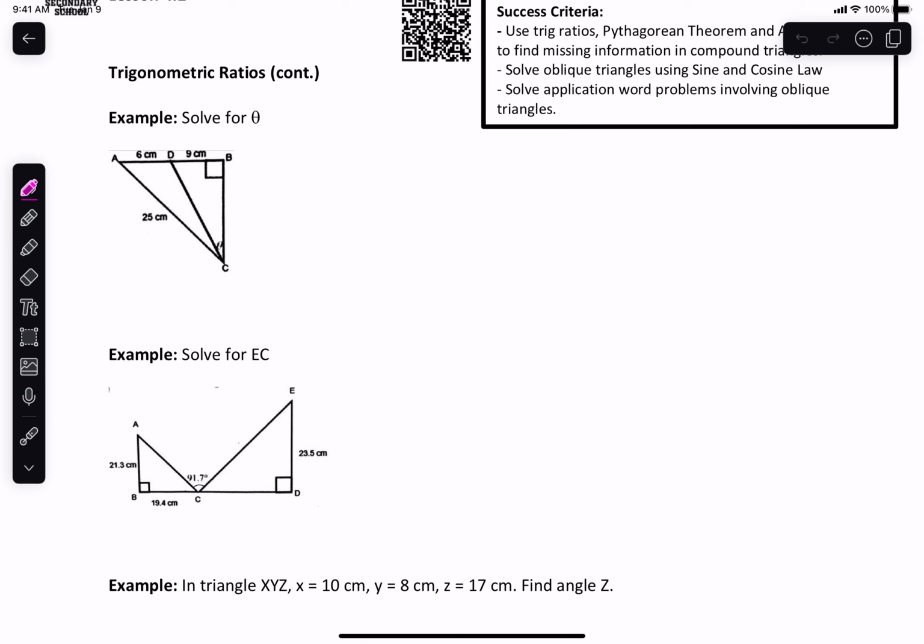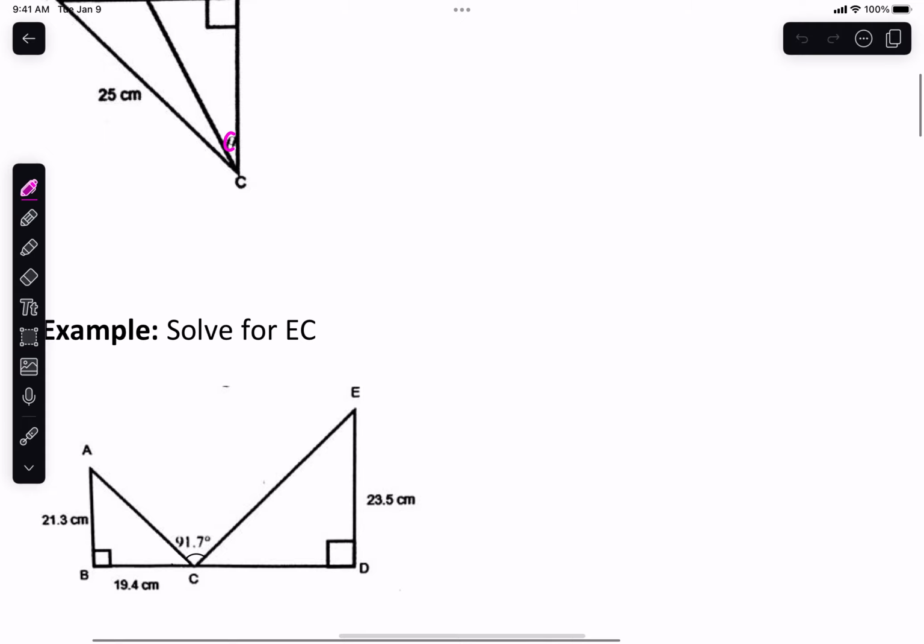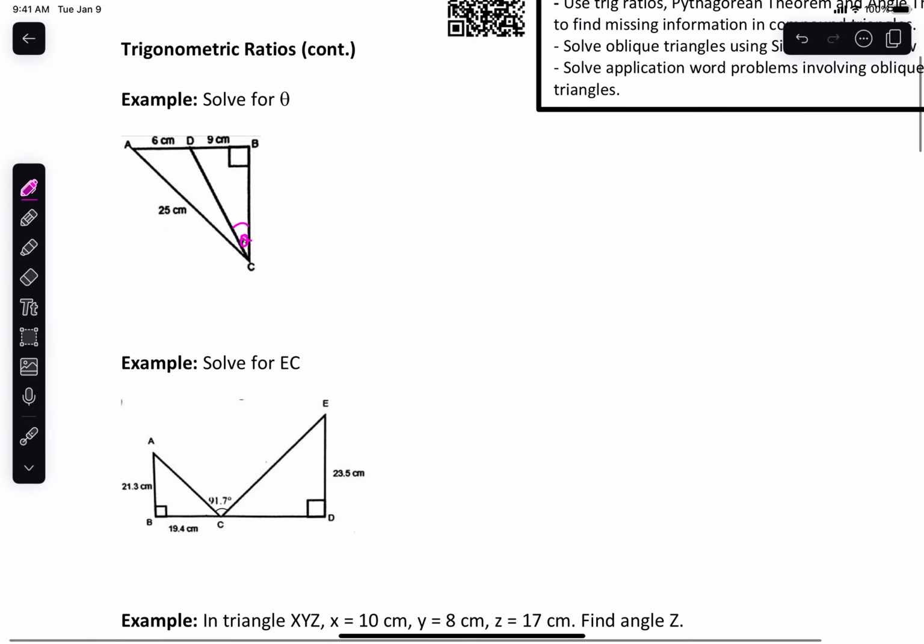Okay. So, what I'm looking for in this question is that theta. I don't know if we can clearly see that or not. It's just down in here. Now, theta is not this angle. It is just this one. Okay, but the problem is I'm not provided enough information on that smaller triangle here to solve for theta.